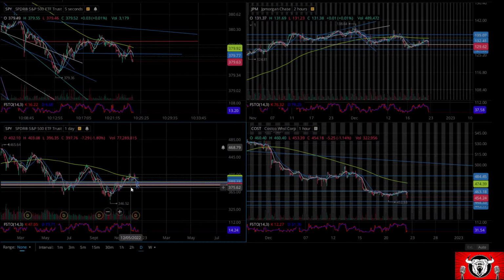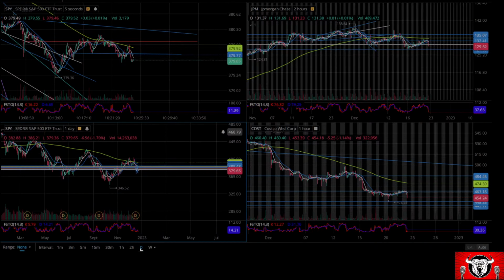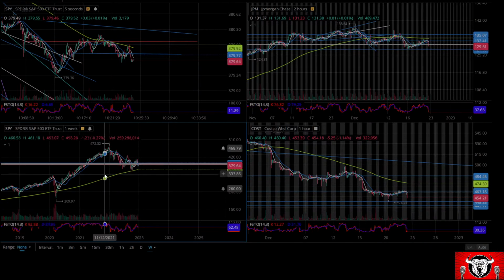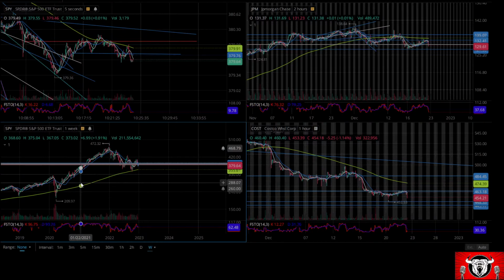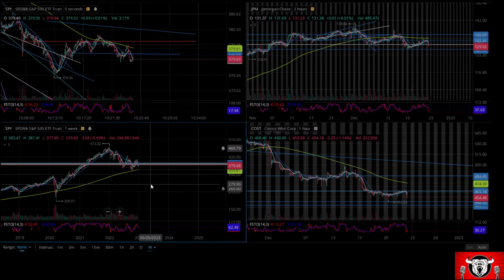Or we break over and, with all the doom and gloom, it takes us down to like 325. Shoot, we've got a drop all the way down to like 280, down in this mess. Yikes, I don't want to see that, but it's possible. We just trade the market as it gives us the information.